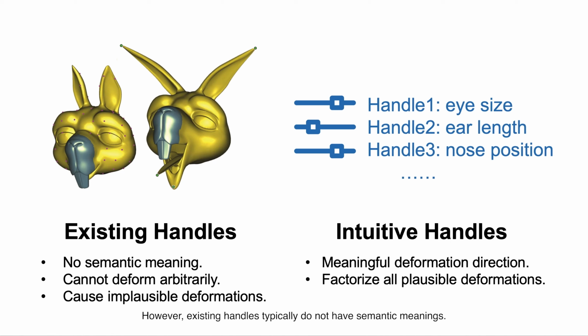However, existing handles typically do not have semantic meanings. There will be lots of implausible deformations if we randomly move the handles. What we want are more intuitive handles, which provide us meaningful deformation directions, and factorize all plausible deformations of a shape.